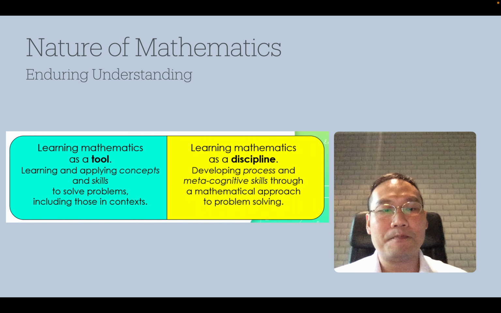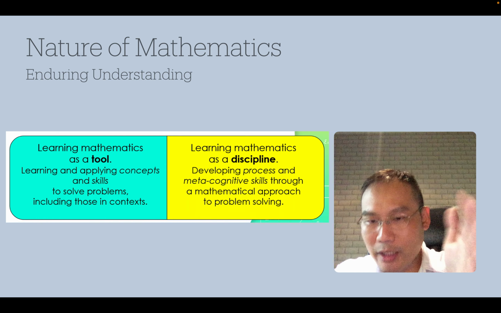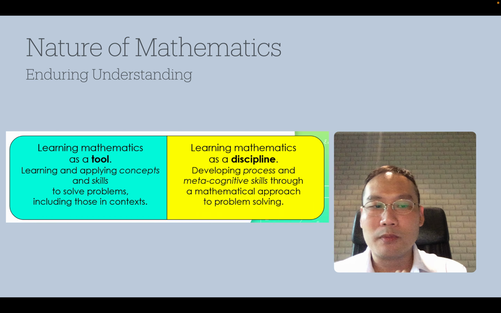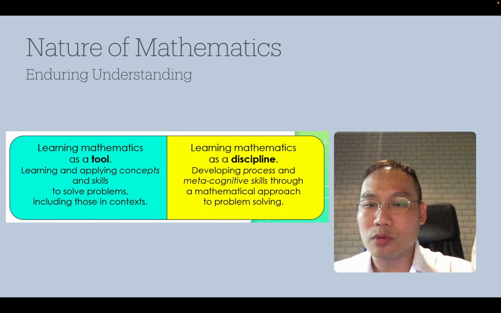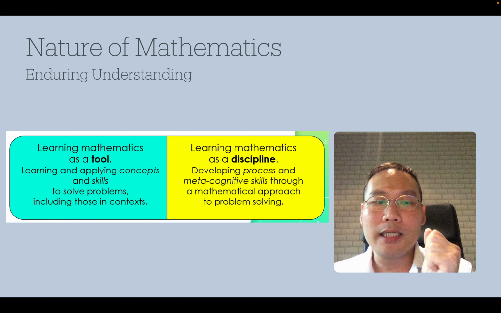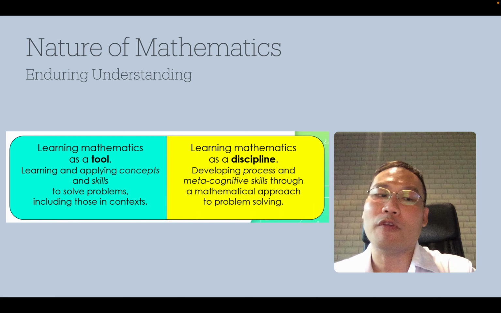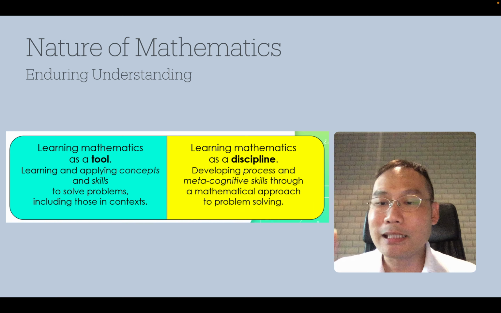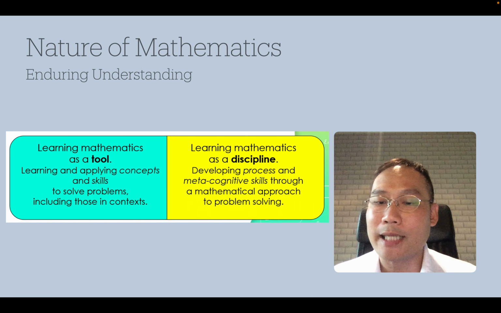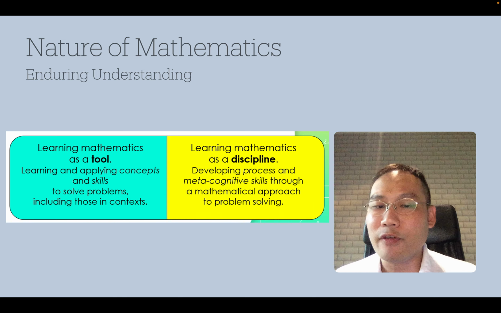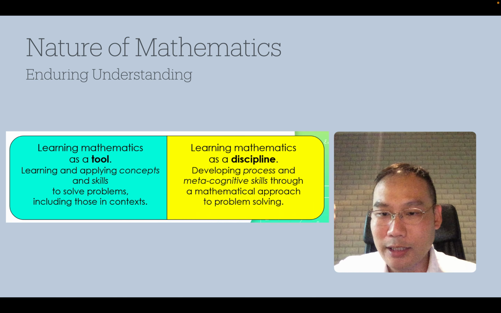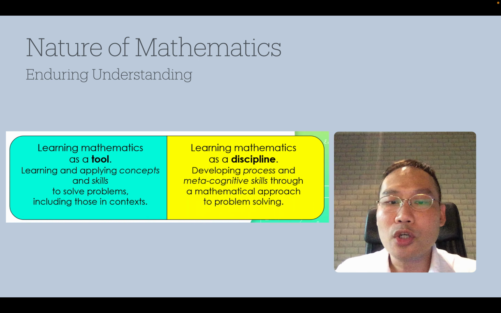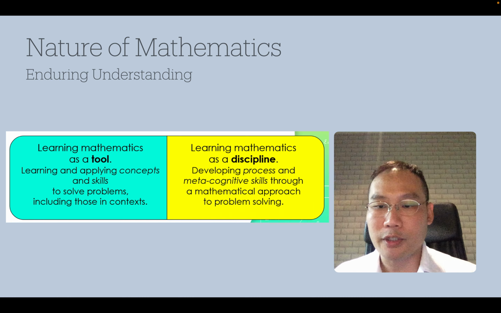Okay, so to sum it up, there are actually two directions, two pillars, I would say, when it comes to learning mathematics. So learning mathematics as a tool, it is a tool that we can use, right? Learning and applying the concepts and the skills to solve problems, including those in context. So that is the first pillar of mathematics. The second pillar of mathematics is learning mathematics as a discipline, right? It is to develop process, understanding the processes, the communication, the metacognitive skills, the reasoning skills through a mathematical approach to problem solving. So these are the two pillars.